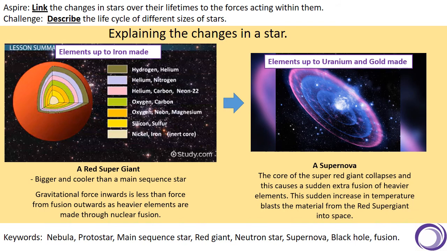We can get some of the other heavy elements, including uranium and gold, made when we get neutron stars colliding, and also possibly black holes colliding as well. The huge impacts there can cause some heavier elements to be manufactured.